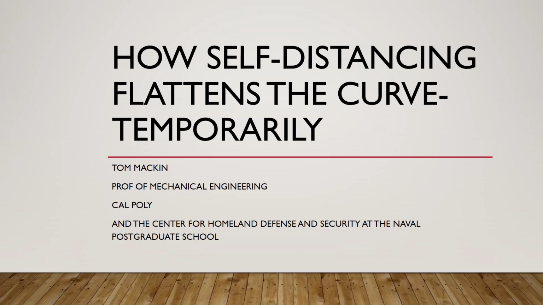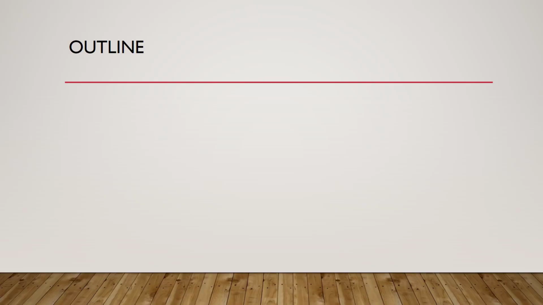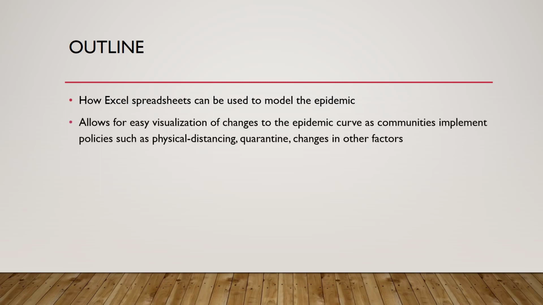In my previous presentations, I introduced the SIR model and showed how self-quarantine and forced quarantine change the shape of the epidemic curve. This time, I'm going to use Excel spreadsheets to model the epidemic. Excel makes it easy to visualize changes to the epidemic curve as a community would implement policies such as physical or social distancing, quarantine, and then also we can explore changes in other factors.